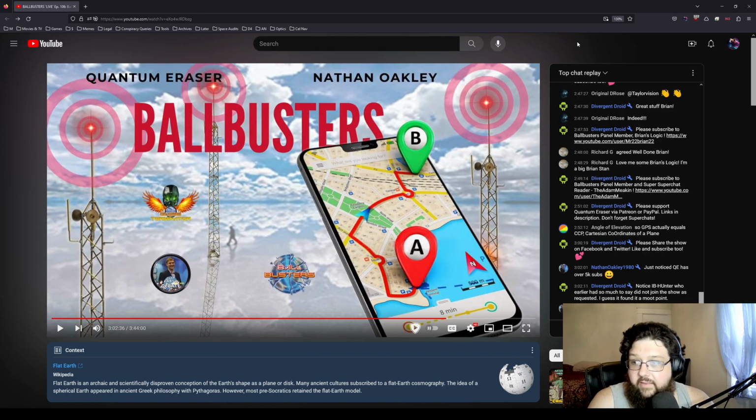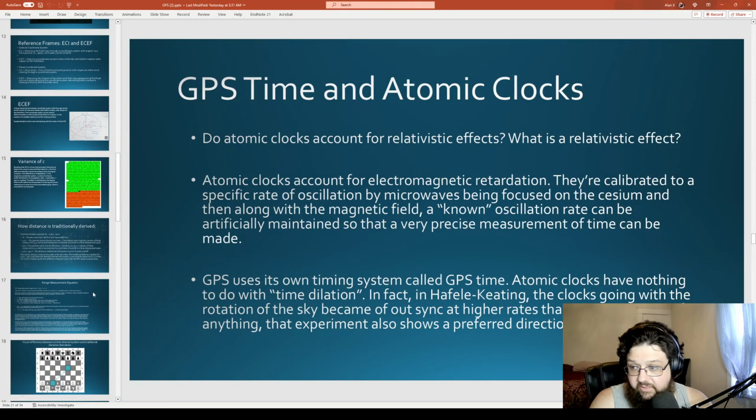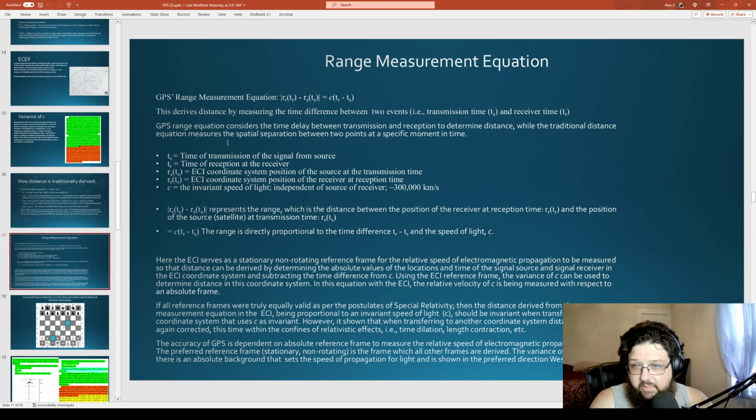So GPS solved that by the way it actually functions, in that it uses a range measurement equation in an ECI reference frame, which is the preferred reference frame from which it derives the distance. But anyway, what they're doing is taking an accurate, down to the millimeter, distance derived, and an accurate measurement of the speed of light and how it varies based on the observer, right?